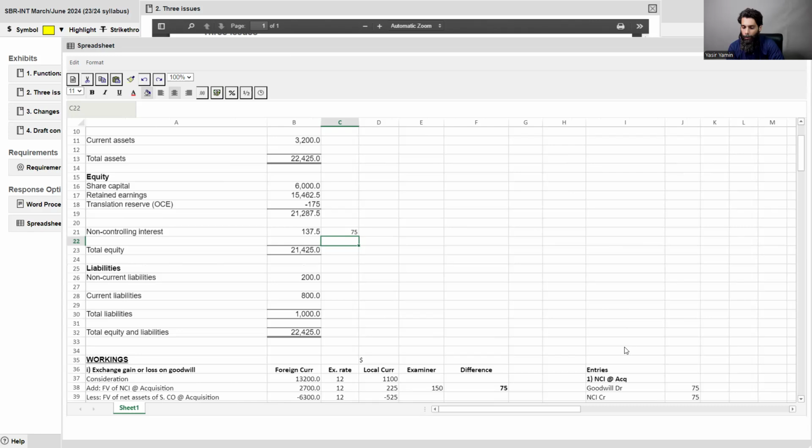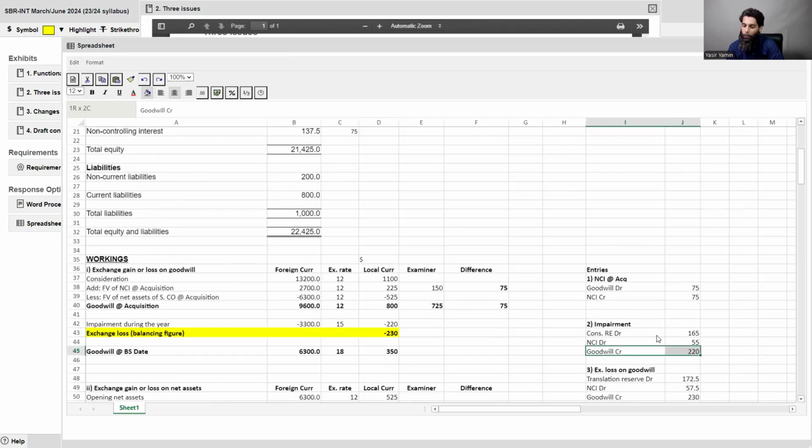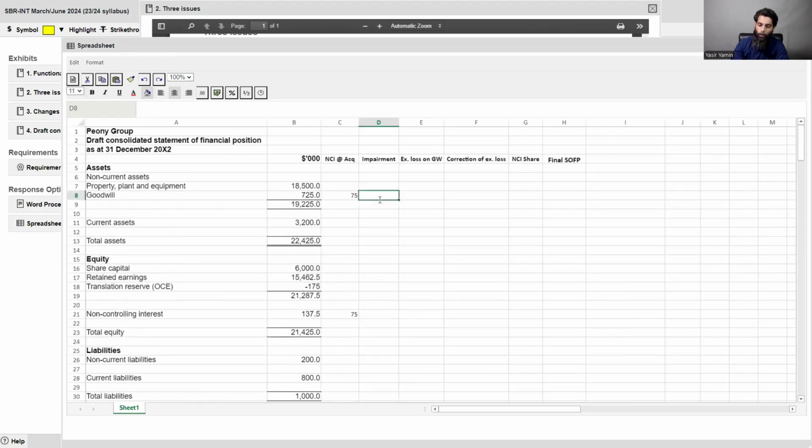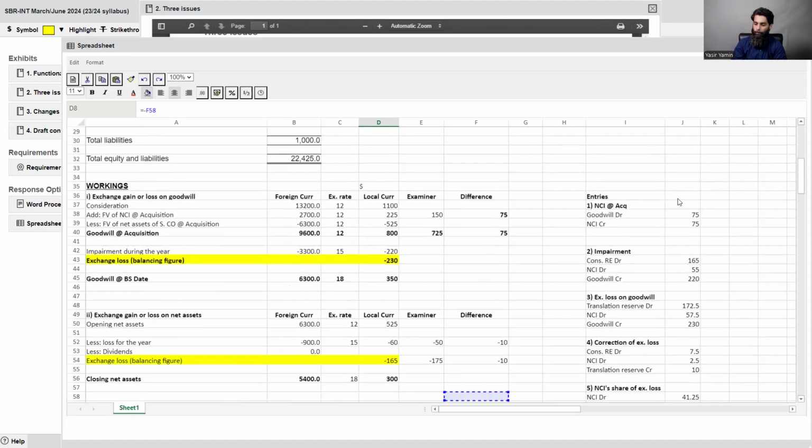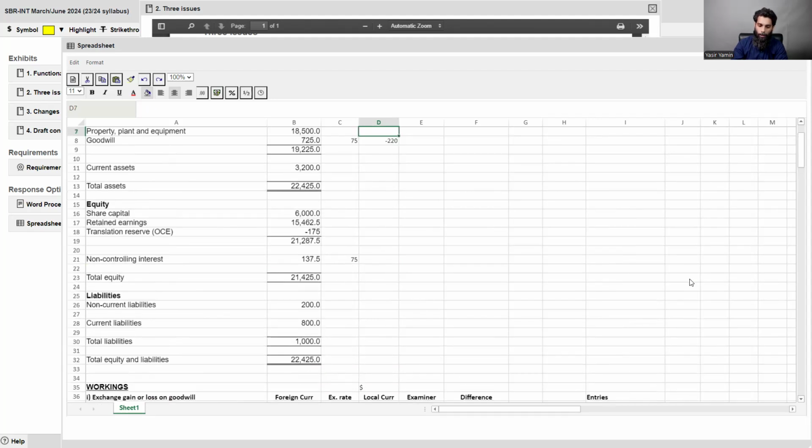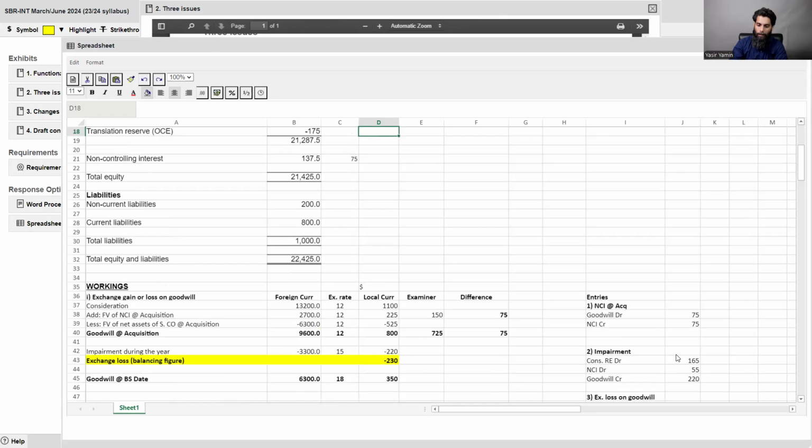Then there is impairment. So goodwill is going to be reduced with a corresponding adjustment in CR and NCI. So goodwill is going to reduce. So it's a minus. It's going to reduce by 220. And obviously it will also cause a minus in your consolidated retained earnings. 75% of the impairment goes to consolidated retained earnings. Some part of the impairment goes to NCI, 55. Make sense? Done.